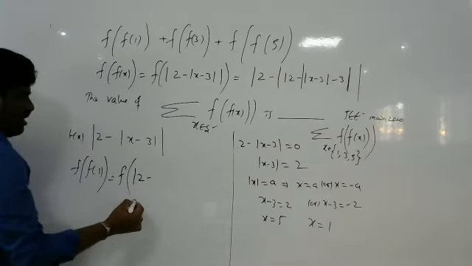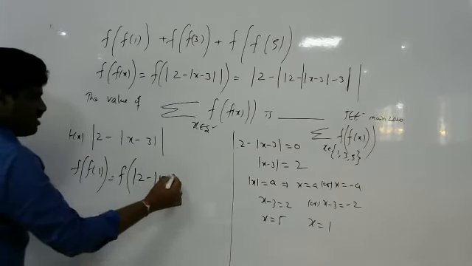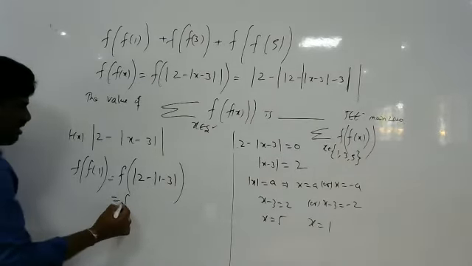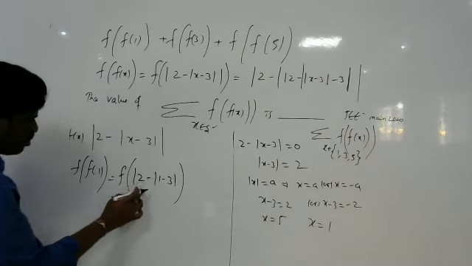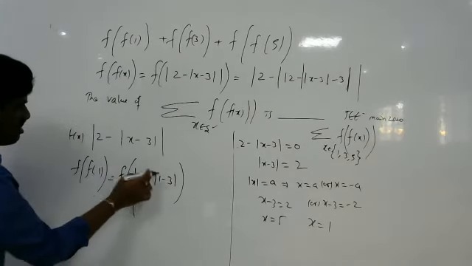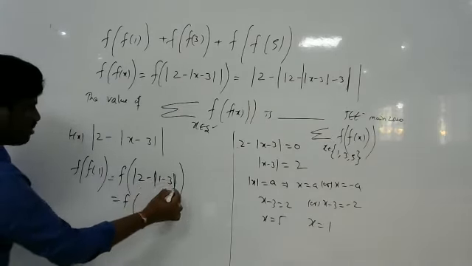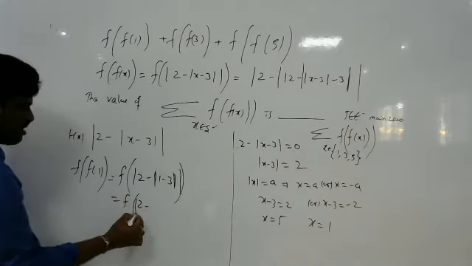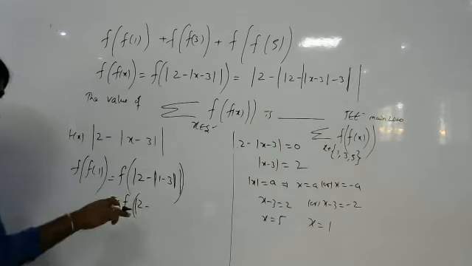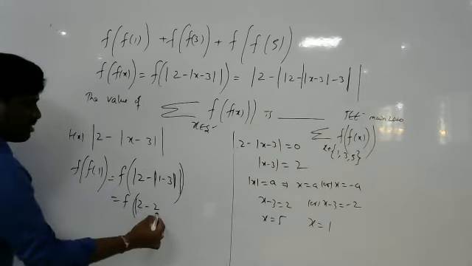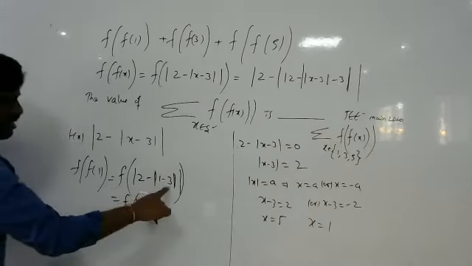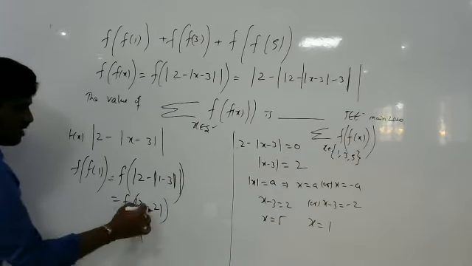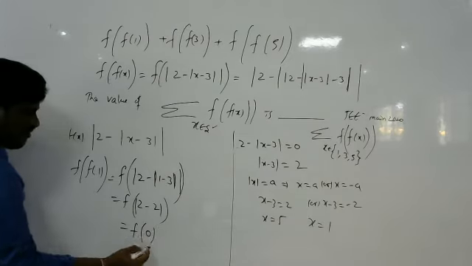Modulus of 2 minus modulus of 1 minus 3, modulus. This is the thing. Then what do I get? 2 minus, see here, 1 minus 3 I have to solve. So 2 minus modulus of 1 minus 3, which is minus 2. Modulus of minus 2 is plus 2. And 2 minus 2 is how much? 0. So f of 0.